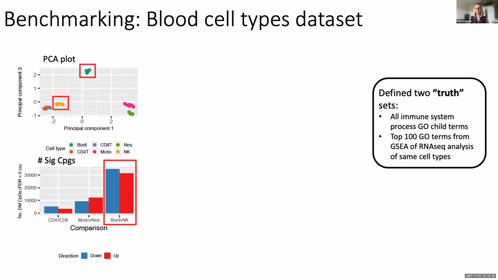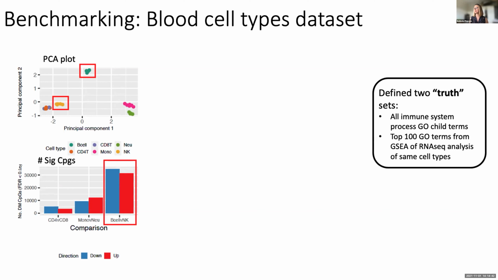How do you know which method is more correct? We thought quite hard about this, and we decided to define two different kinds of truth sets. The first one was that we took all the immune system process GO terms and defined those as our true gene sets, because it's blood cells. So we thought anything immune related would be likely to be a true gene set.